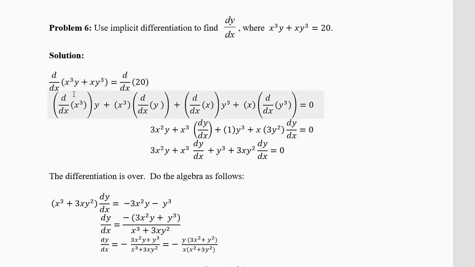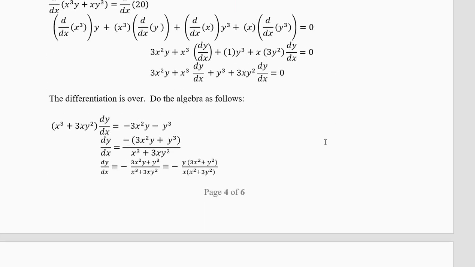Note it down. Now here you are multiplying two things: x³y, you have two terms, and xy³, again you have two terms. Derivative of the first function into second function plus first function into derivative of the second function. Same thing you have done for x³y, you are going to do for xy³. Finally, you will get 3x²y plus x³ into dy/dx plus y³ plus 3xy² multiplied by dy/dx equal to 0, because the derivative of 20 is 0. The differentiation is over.